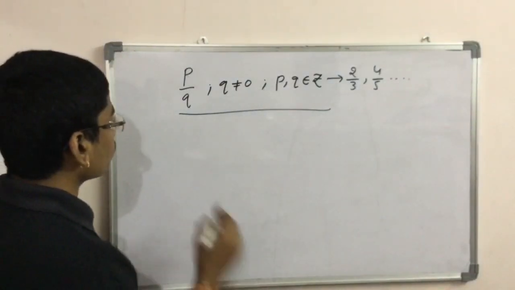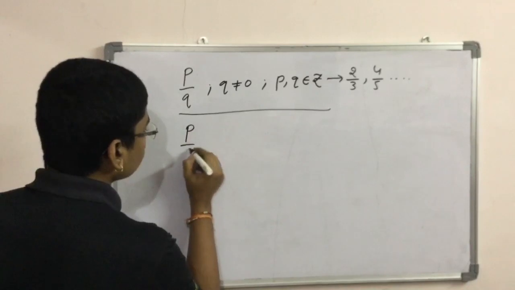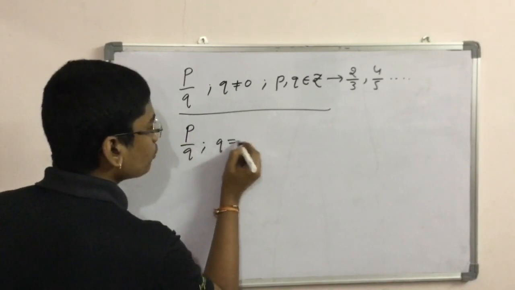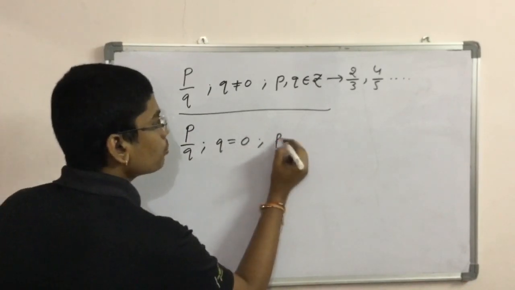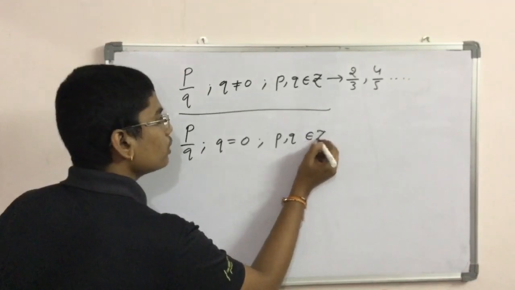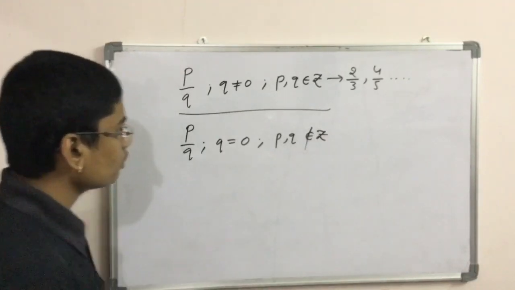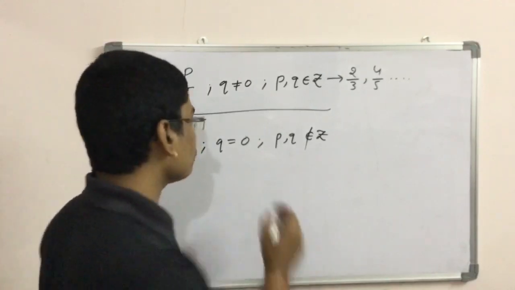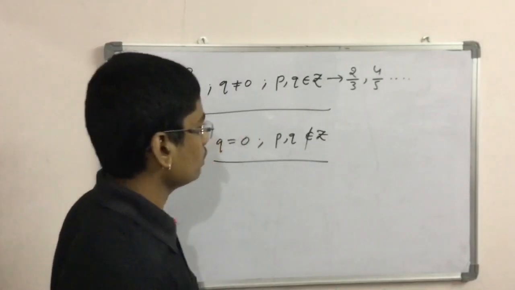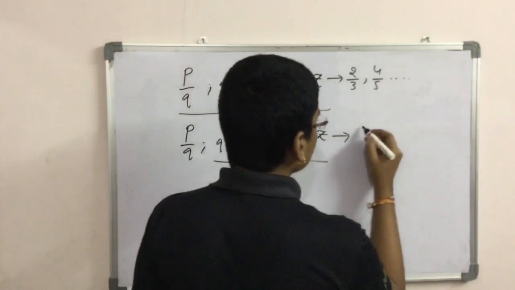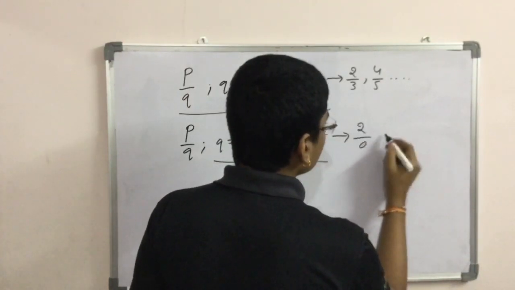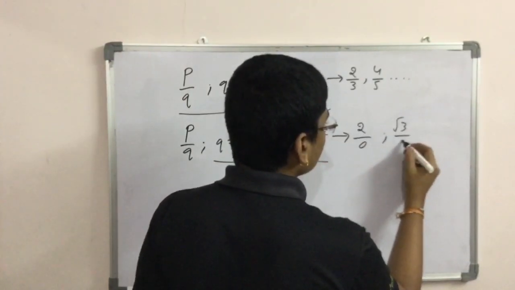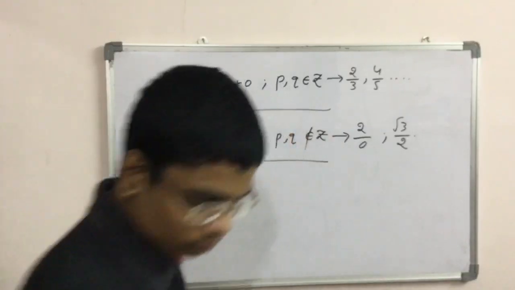Coming to the case of irrational numbers, they are also in the form of p by q, where q might be equal to 0 and p, q might not belong to integers. Whenever a number has to be considered irrational, it might or might not satisfy any of these conditions. Examples of irrational numbers are 2 by 0 and root 3 by 2 and so on.